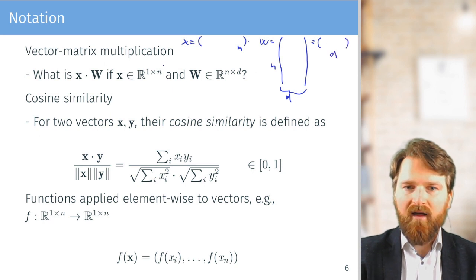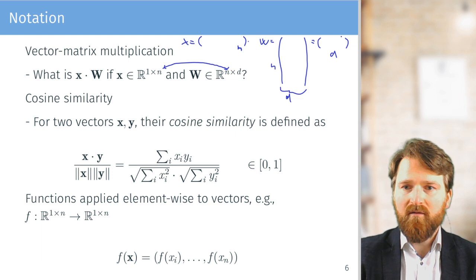So again, the inner dimensions have to match, and we will get 1 times d. So this will be a matrix 1 times d, which we can consider as a row vector of dimension d.